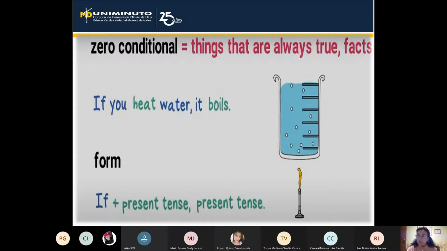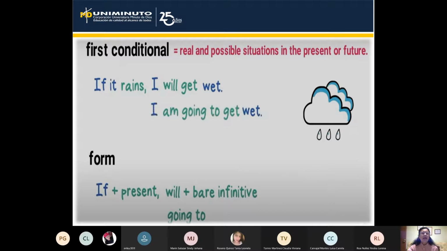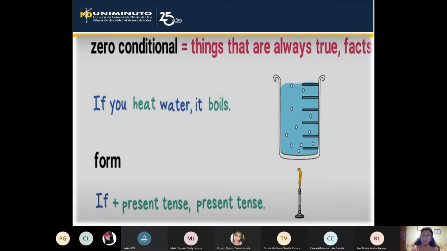And remember, those are logical conditional sentences, real conditional sentences. And here you have an example. If you heat water, it boils. ¿Qué pasa si calentamos el agua? Pues sencillamente se está hierve. If you heat water, it boils. Heat is in present and boils is in present. And this is the zero conditional sentence. Remember, keep on your mind if, present, and present to express logical, real situations.